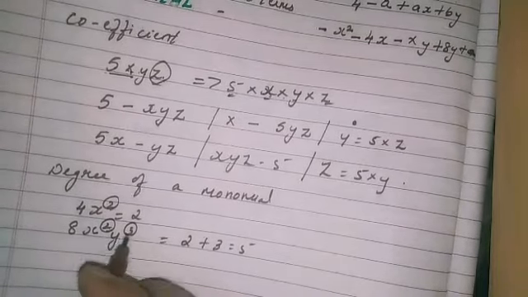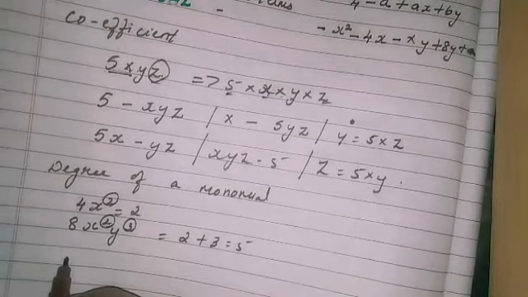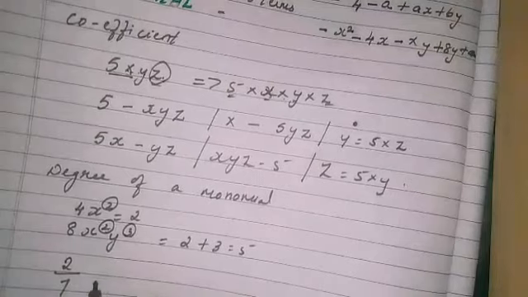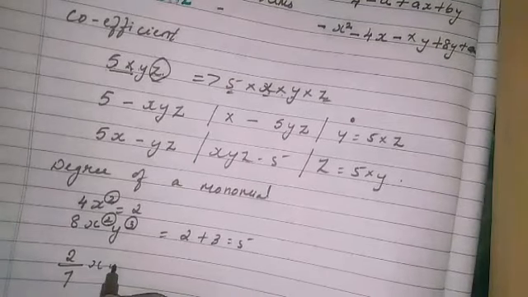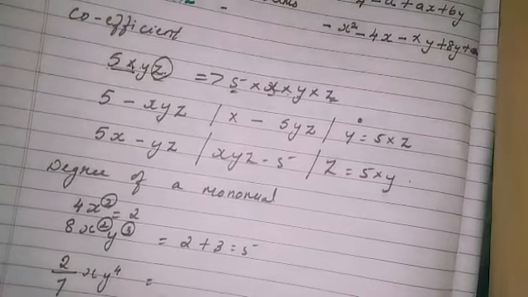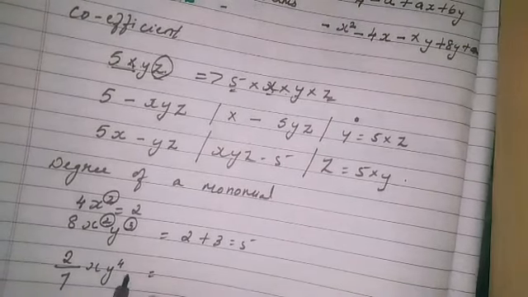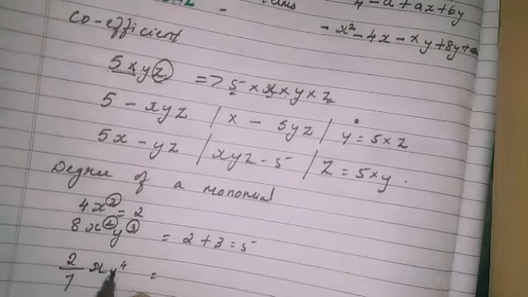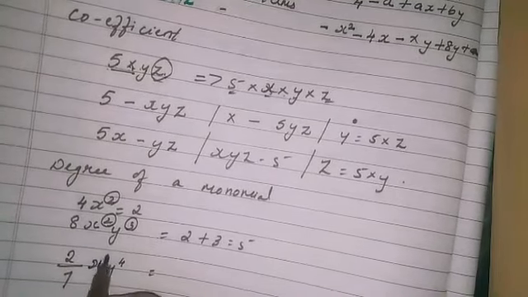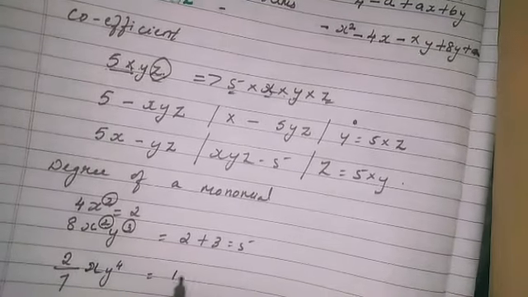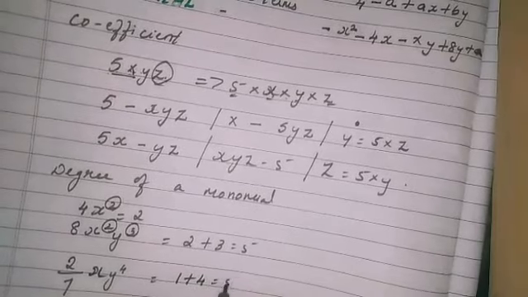Let me just tell you another example. If I have to show you the degree of 2 by 7 x y to the power of 4, can you guess what the degree is here of x and y? Here x means x to the power of 1, y to the power of 4. So the degree here is 1 plus 4, which is 5.